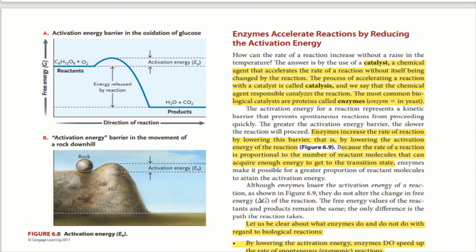In the diagram, figure A, you can see the activation energy barrier in the oxidation of glucose. So this is the reactant, products, energy released by the reaction, and the activation energy. We said that the activation energy is the minimum amount of energy required to activate atoms or molecules to a condition in which they can undergo chemical transformation or physical transport. Activation energy is always measured in joules per mole or kilojoules per mole.